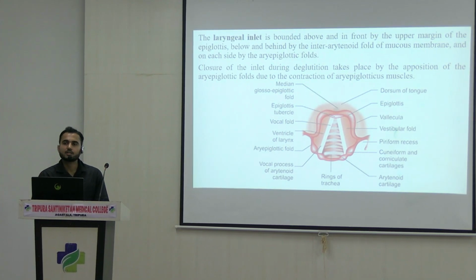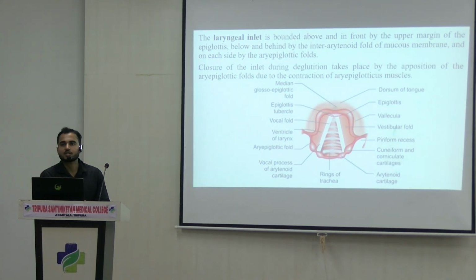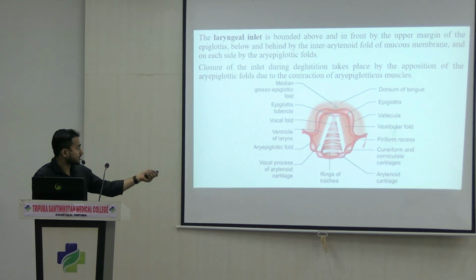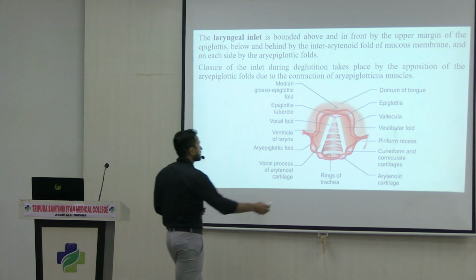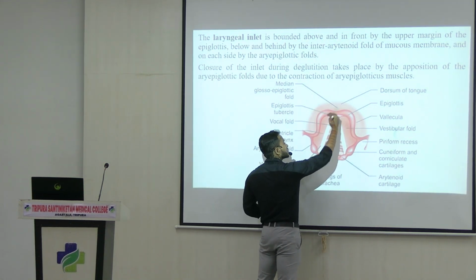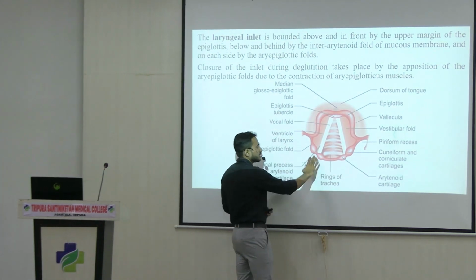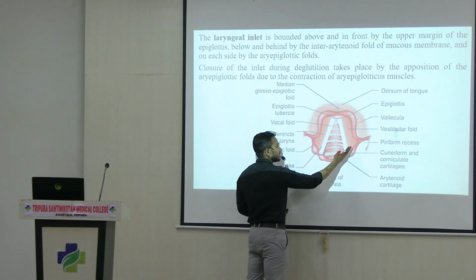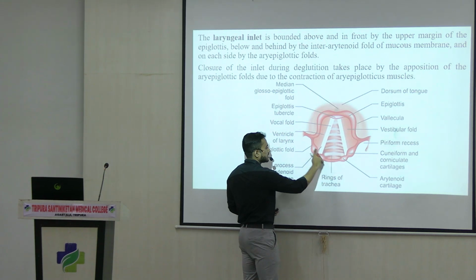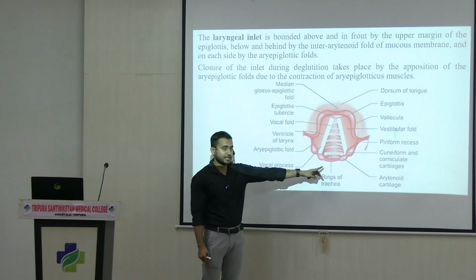So how is it covered? If you see above and in front, what is present? Upper border or upper margin of the epiglottis, as you can see. So this particular part, this is the inlet. So the upper part and the front part of the inlet is formed by the epiglottis. The lower part and the back part is formed by the interarytenoid fold. This is the interarytenoid fold and this is the aryepiglottic fold. These are the aryepiglottic fold and interarytenoid fold.